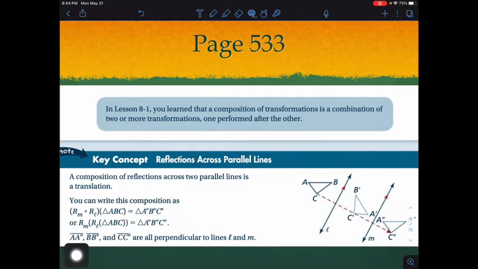The line segments connecting A to A double prime, B to B double prime, and C to C double prime are all perpendicular to lines L and M. So here are A double prime, B double prime, and C double prime. If we were to sketch these line segments, they would all be perpendicular to lines L and M.